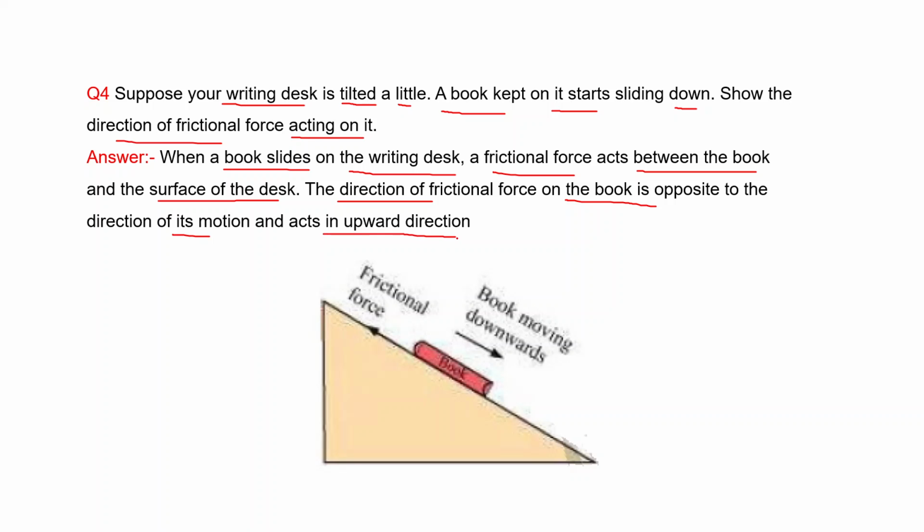But you have to write your answer in terms of a diagram. That's why you have to draw this diagram. This is a tilted writing desk. Now if you keep a book here, then it will come downward. And friction will act in the opposite direction. That's why this will act in upward direction. You have to also mention these arrows.